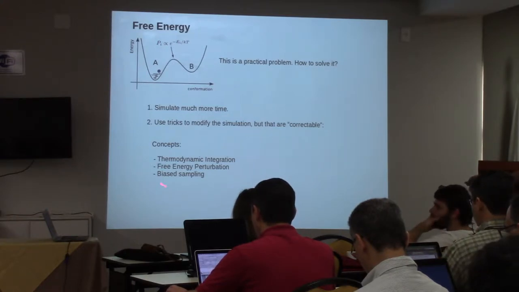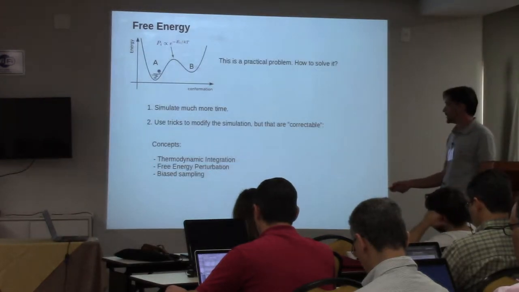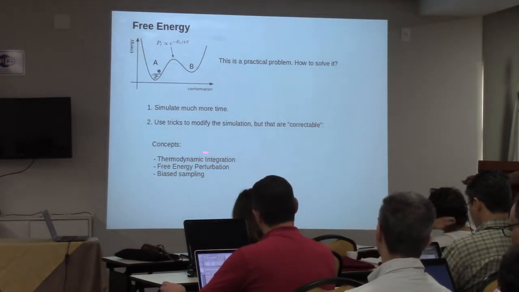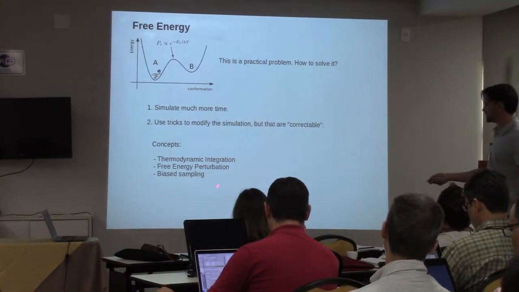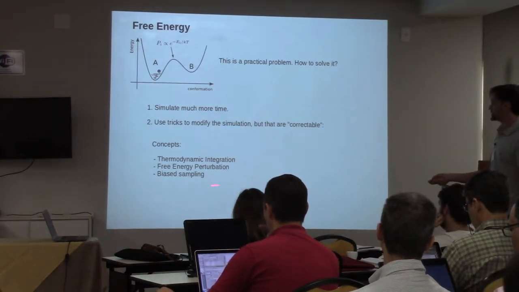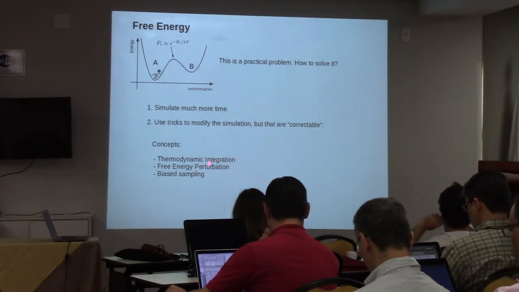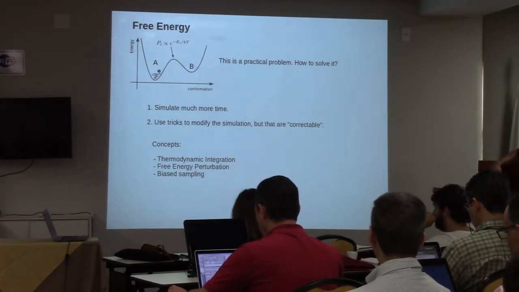So the concepts we will be talking about are thermodynamic integration, free energy perturbation, and general biased sampling simulations. These are three ways which are interconnected with each other in particular cases and in practice, but the general aspects of these three strategies are different. We'll be talking about these three different ways of modifying the simulations to compute the relative probabilities of the two states we are interested in.